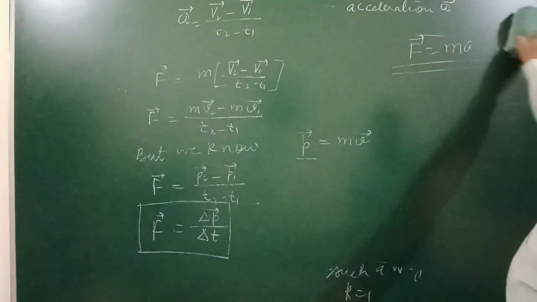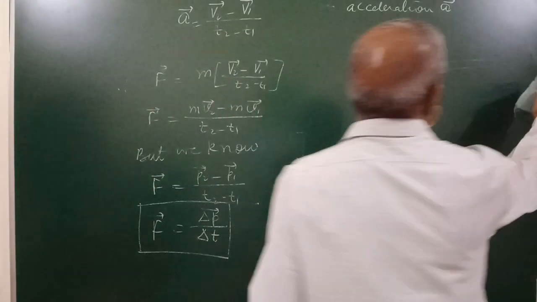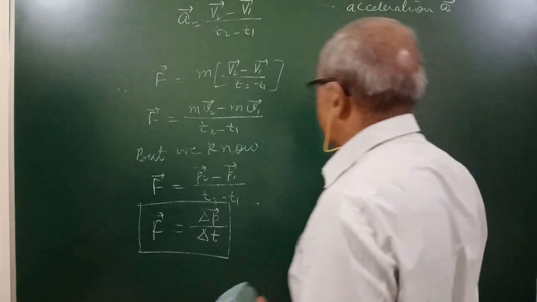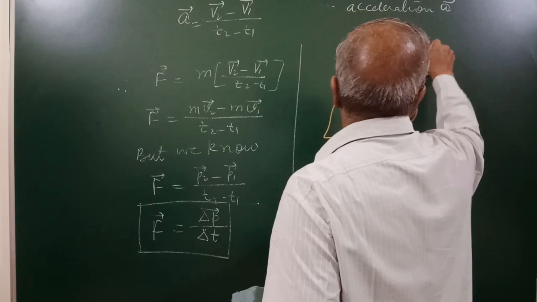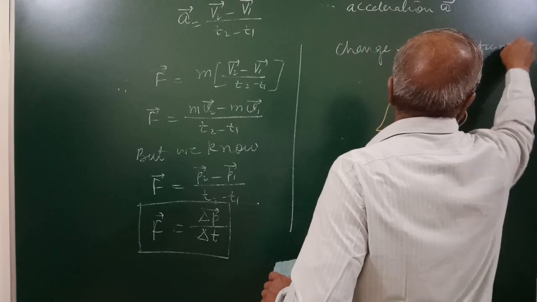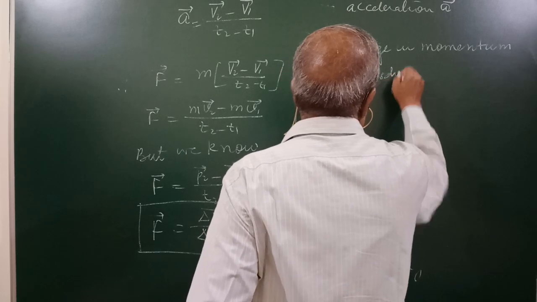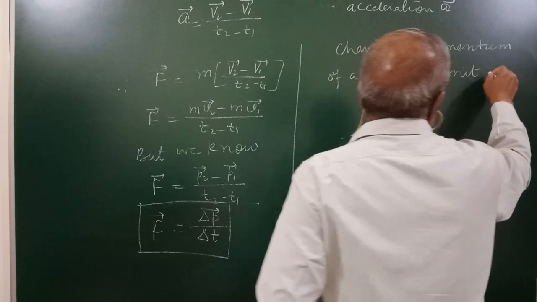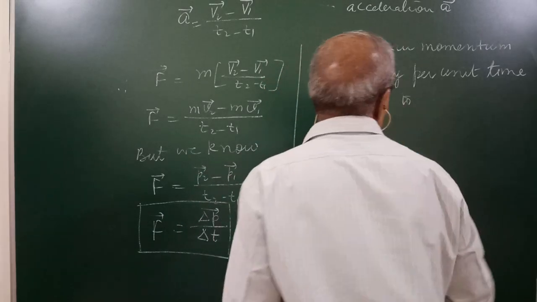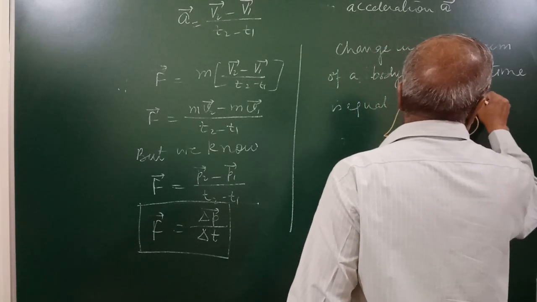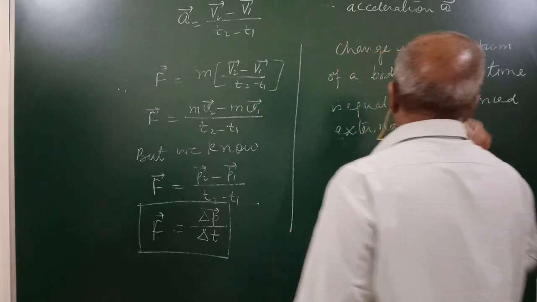So state of rest or state of motion changes means momentum changes. If the state of rest or state of motion of a body changes, it means momentum changes. And hence we can say that change in momentum of a body per unit time is equal to the unbalanced external force applied on the body.